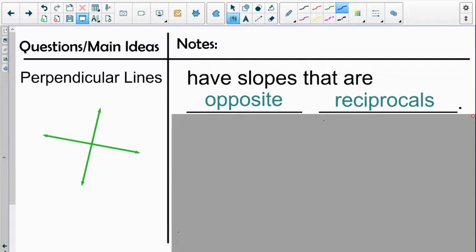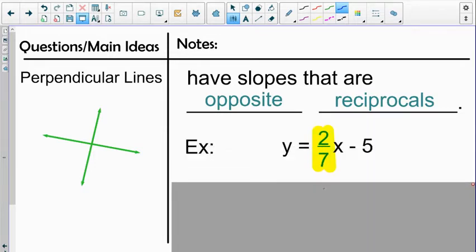So the word opposite just implies different signs. So I have one that's positive, one that's negative. And reciprocal, as I mentioned, is when you basically flip a fraction. You switch the numerator and the denominator, or the rise and the run in this case.